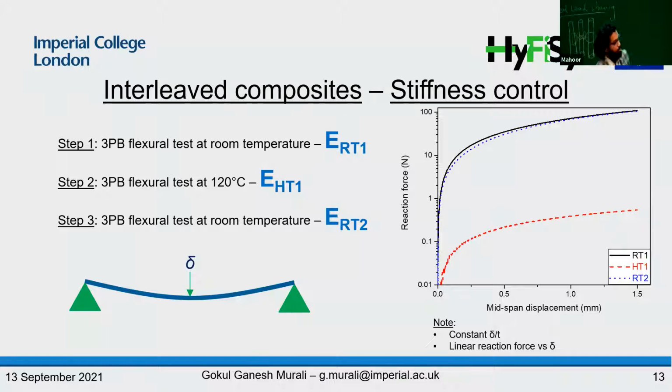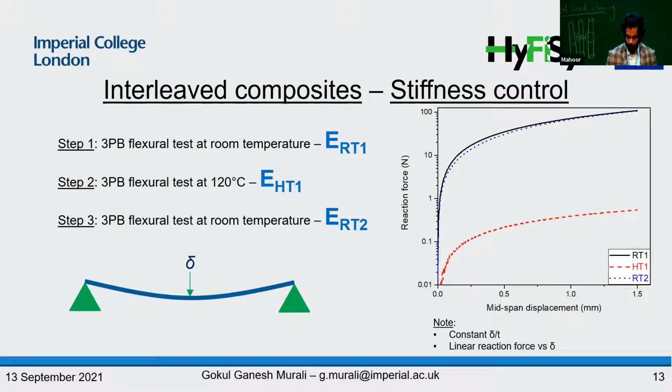And from the load displacement diagram, you can see that by heating the composite, the reaction force of the composite in the flexural test setup drops by around 3 orders of magnitude. And then upon cooling the composite again, we can see that the initial stiffness is restored. That is, the force displacement graph goes back to its original pattern.